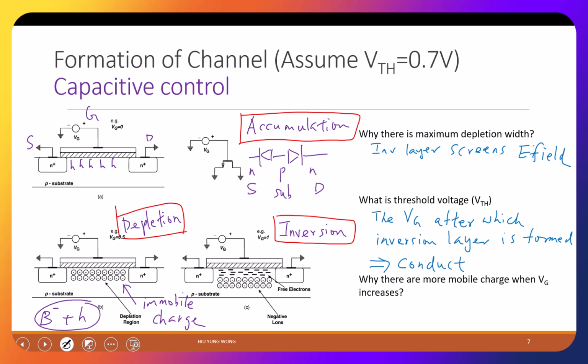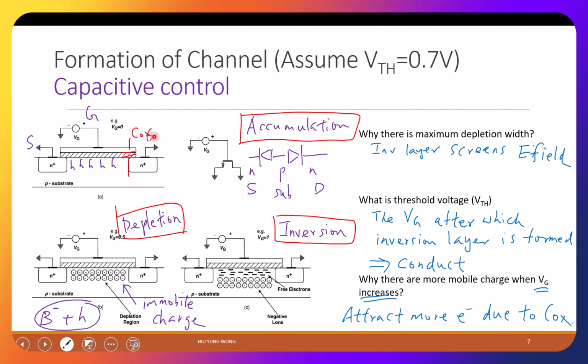Okay? Now another important question. You start conducting, that is fine. But what happens if I keep increasing VG after threshold voltage? You will just attract more electrons, right? Due to Cox, due to the capacitor. So I did not make this very clear. This one is a capacitor, Cox.